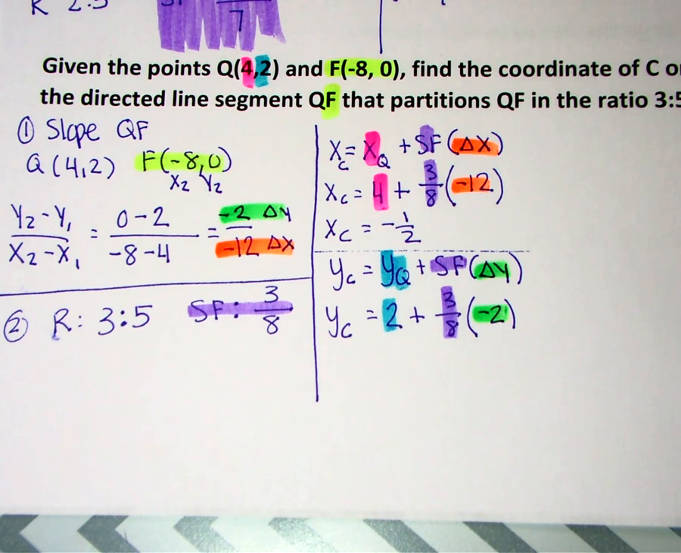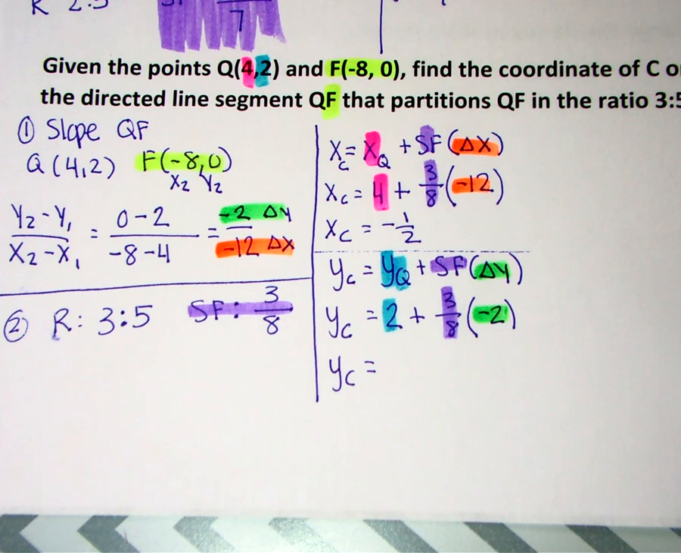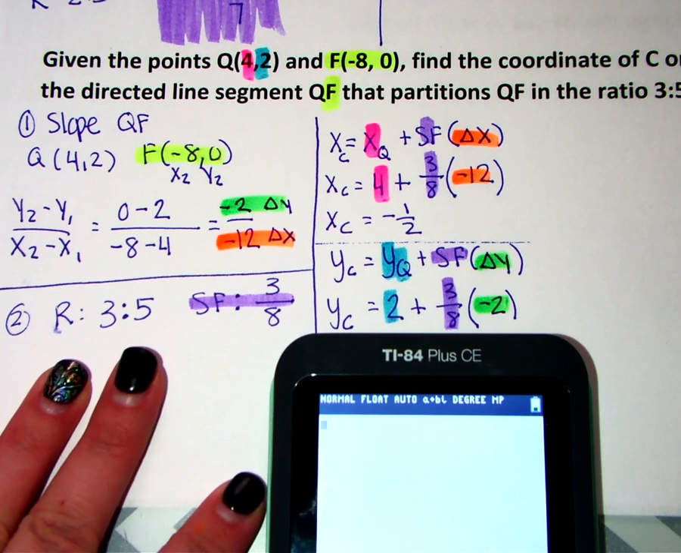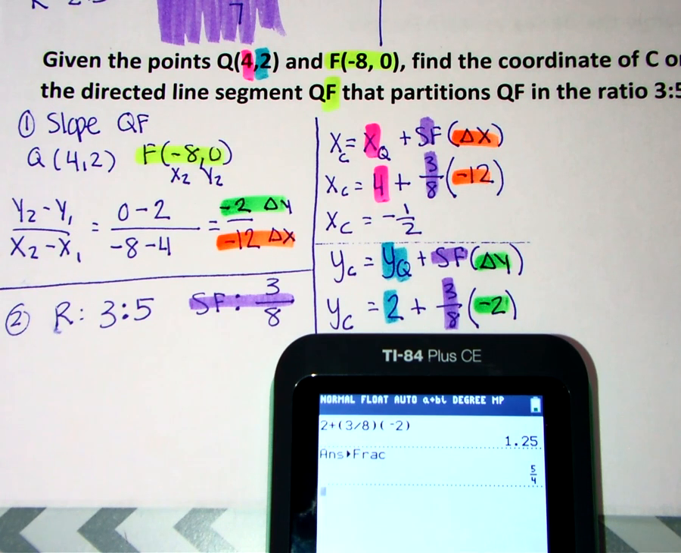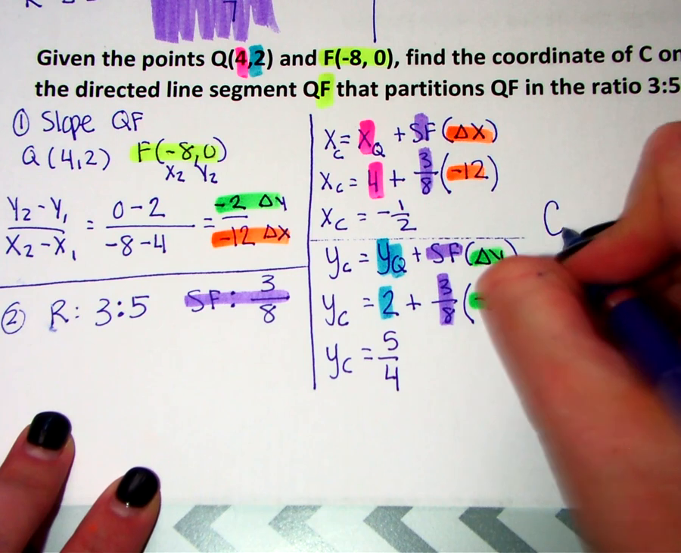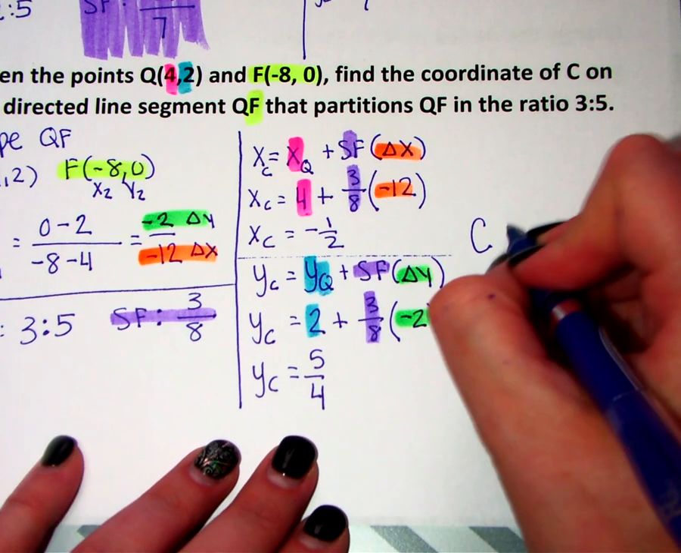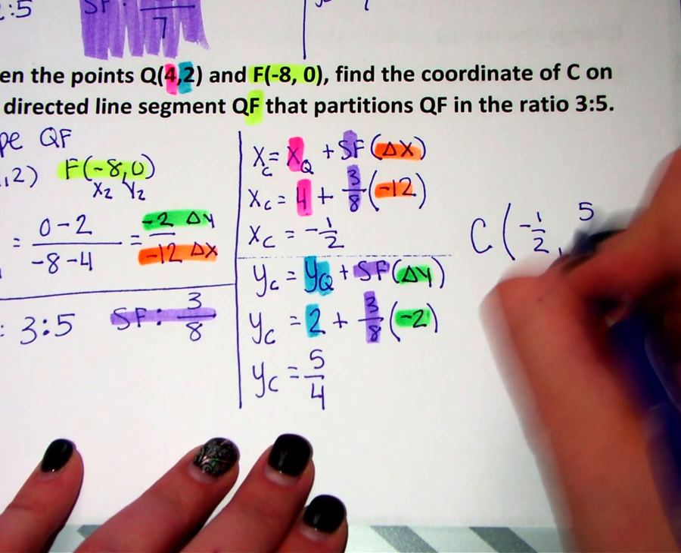All of this slope has meaning. Everything we've done has had meaning. We're not just randomly doing slope formula and not using it. You're utilizing it. So let's go ahead and try that last one now. So 2 plus parenthesis 3/8 times negative 2 gives me a decimal of 1.25. Math, enter, enter, 5/4. So my location of point C, that would partition it into the ratio of 3 to 5, going from A towards B, is negative 1/2 and 5/4.